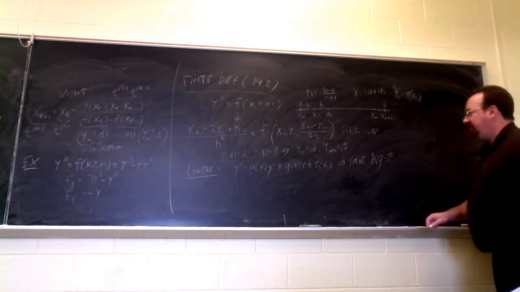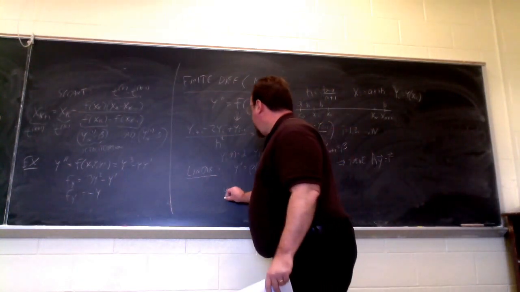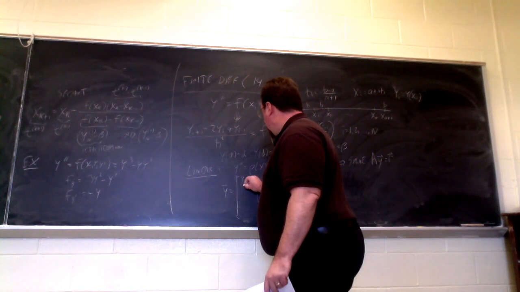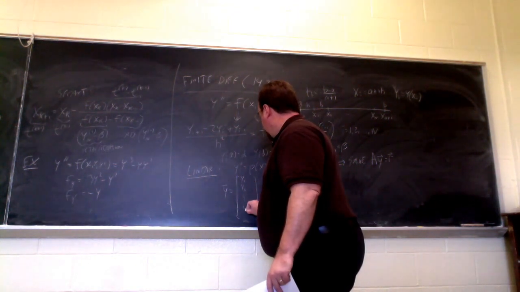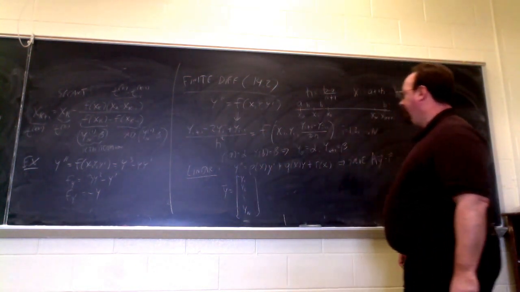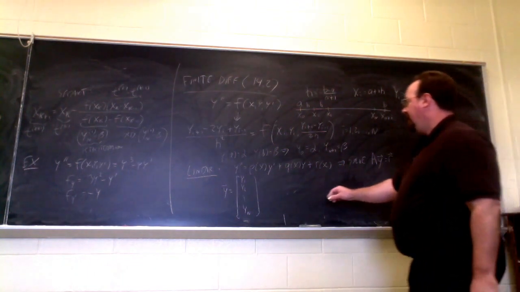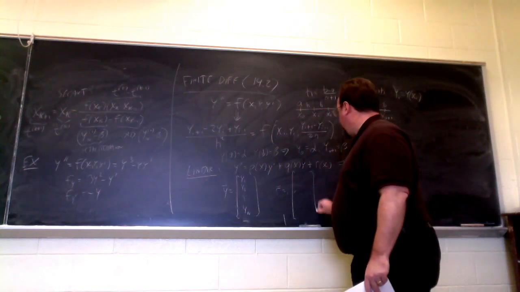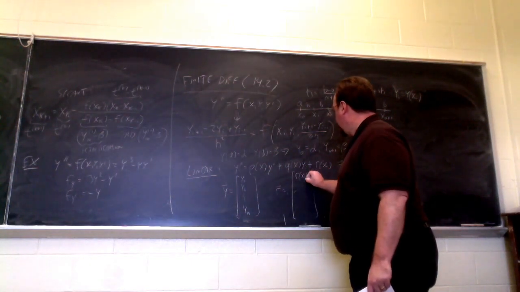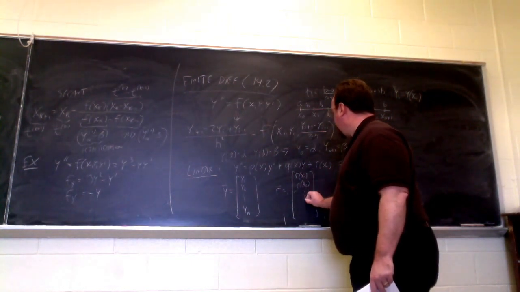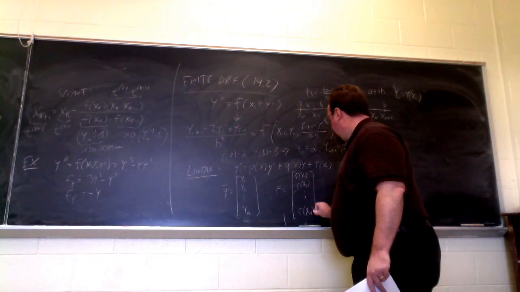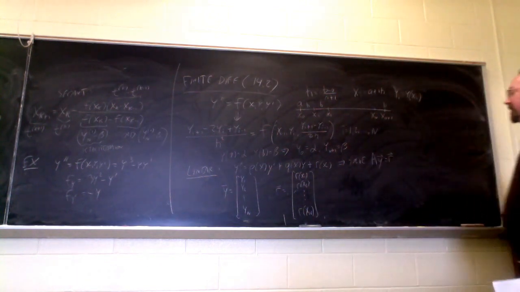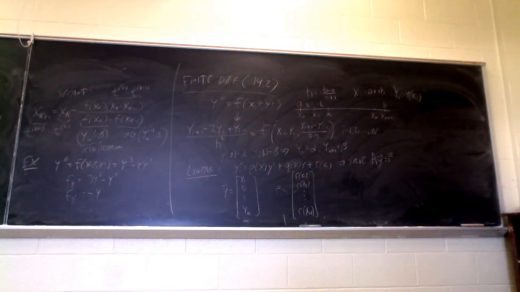And some definitions, y is a column vector that has your unknowns. r comes from this coefficient r of x. So that's r of x1, r of x2, and so on, down to r of xn.